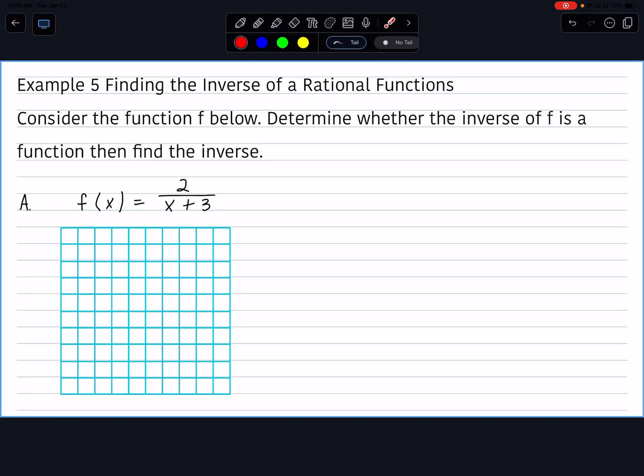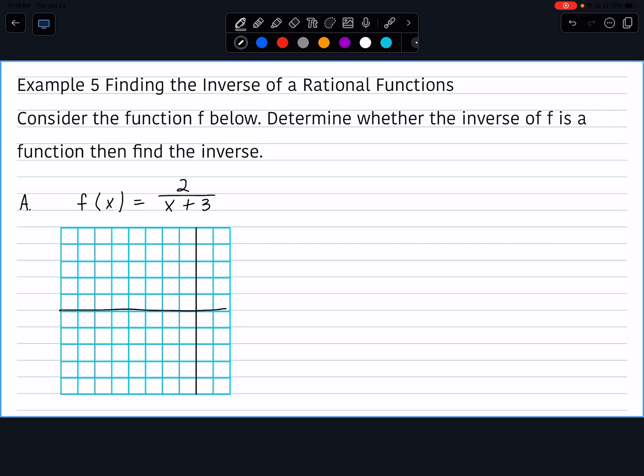Okay, so we are going to determine if our function f of x has an inverse. And we can do that graphically. So we're just going to go and graph this like we normally would. So it looks like there's a vertical stretch by a factor of 2, and there is a horizontal translation 3 units left. So let's make a coordinate grid that looks like this.